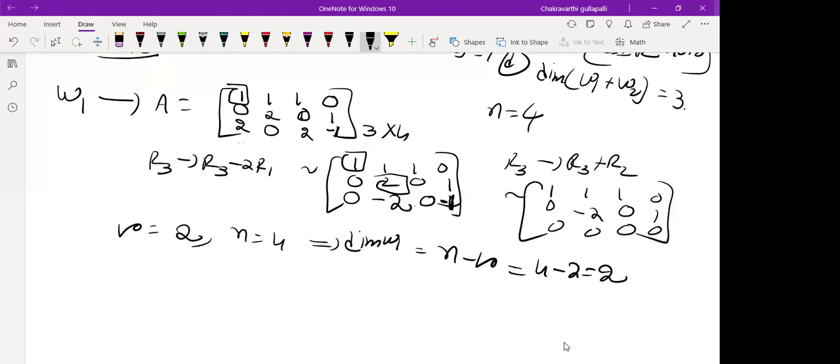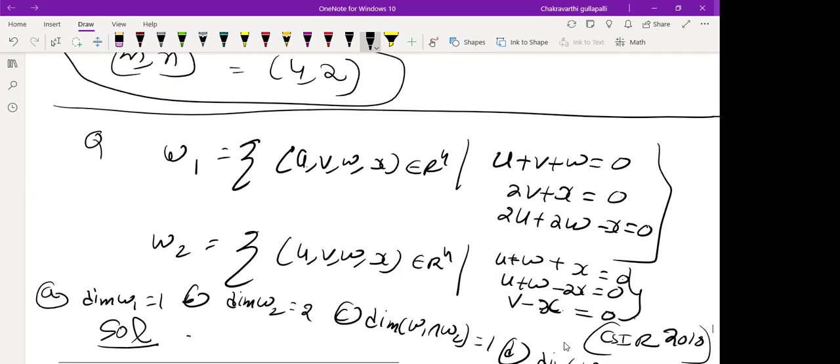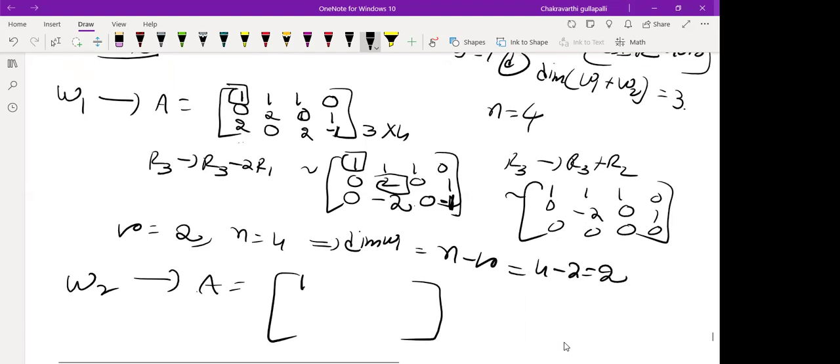So next we have to find out for W2. For W2 also you formulate the matrix. Call it U, V, anything. So what is the matrix you get here? U, V, W, X. So U, V is not there. So 1, 0, 1, 1. Second condition is U plus W minus 2X. So U is 1, V is not there. So 0, W is 1, X is minus 2. Next one, V minus X is 0. So U is 0, V is 1, W not there, minus X means X coefficient is minus 1.